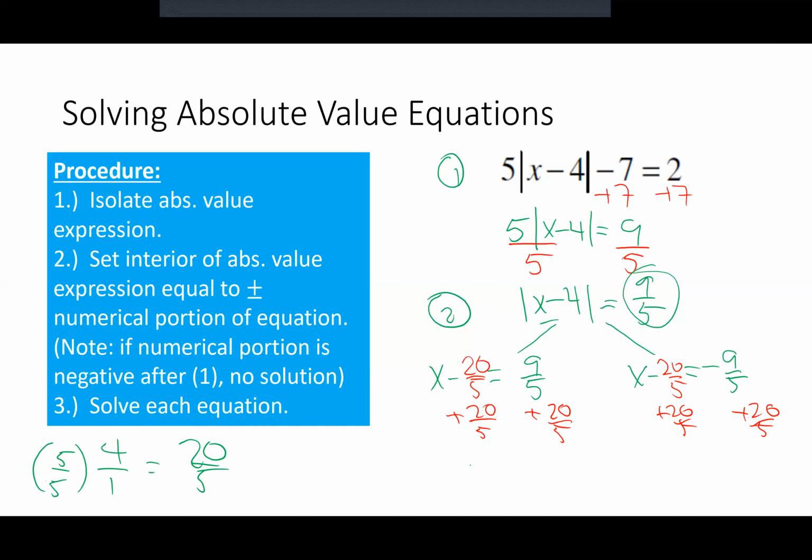Right? And so now I end up with 29/5 and 11/5. So that was me solving the equation. So again, my solution set is going to be 11/5, 29/5. That's a fifth. Okay.